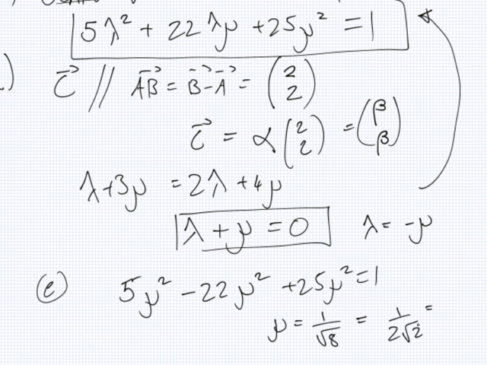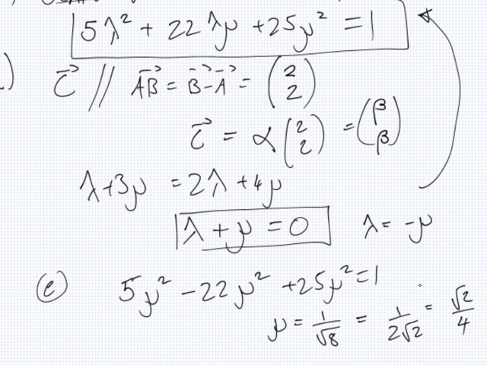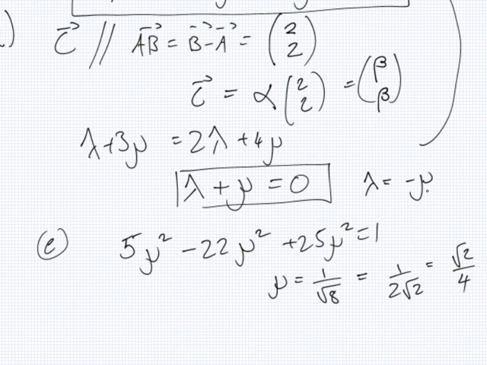If I multiply above and below by root 2, I get root 2 and I get 4 here. But of course lambda is minus mu. So then I just get lambda is minus, the top and bottom multiplied by root 2, minus root 2 over 4 then.